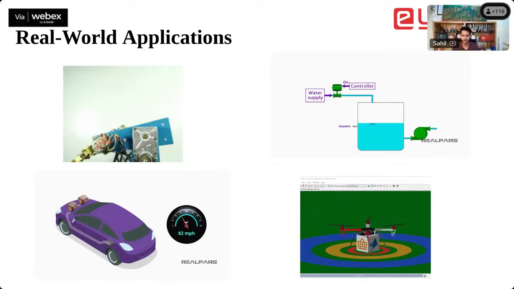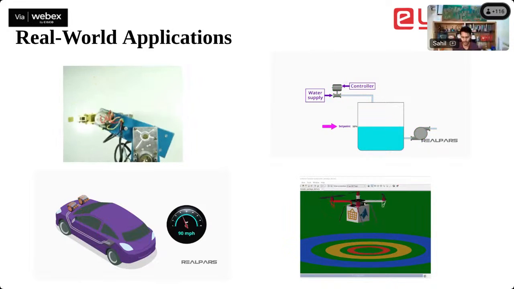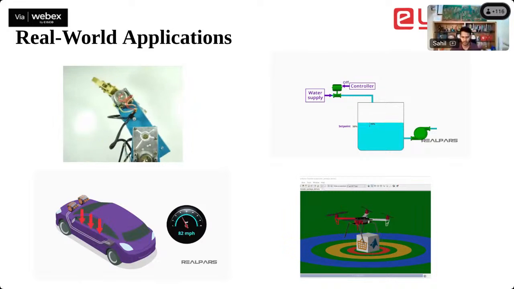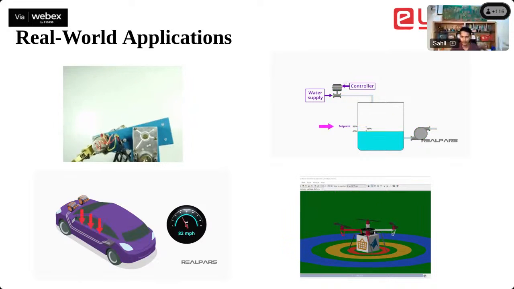In non-linear systems, some systems don't follow simple patterns. They might react differently at different speeds or temperature. That is where you can't use your PID.